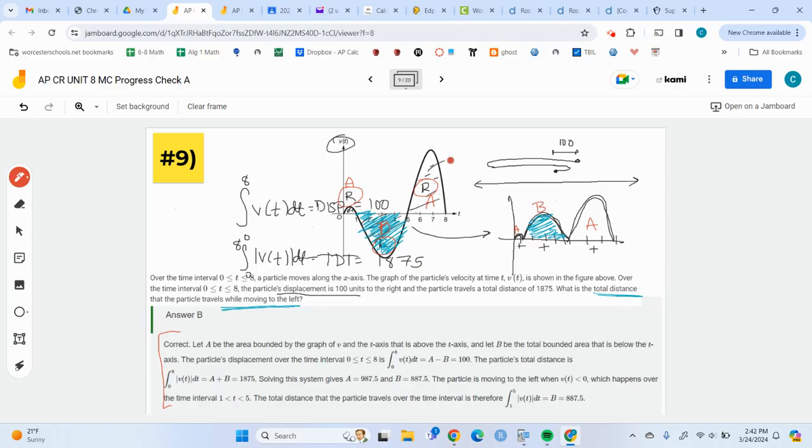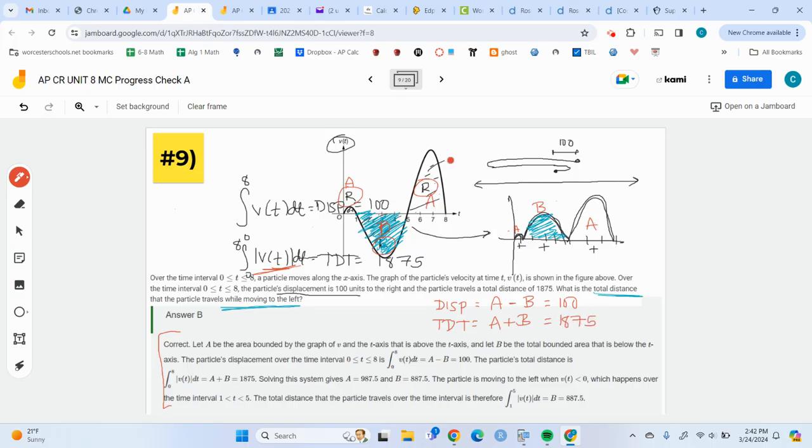In order to get displacement, I take A and subtract B, because I want signed area for displacement. I want to consider the movement left and right. And I already know displacement is 100. Then for total distance traveled, I want to add these up. I want the absolute value, which means that A and B are positive. So I'm adding A and B together, and that gives me 1875.